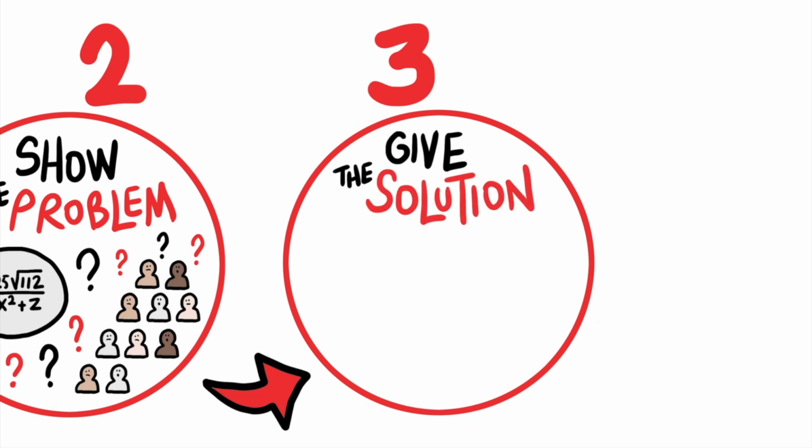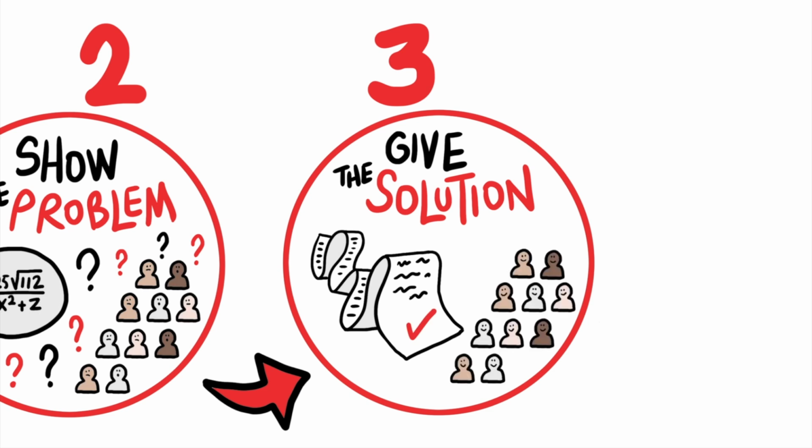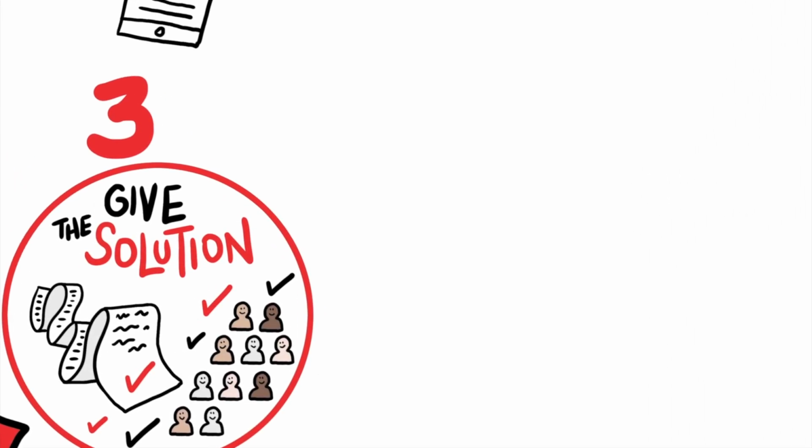Step 3. Give the solution. Now you present your idea. You've shown why something needs fixing, and now you explain exactly how to fix it. This is where you show you know what you're talking about. Your audience should be thinking, this idea makes sense to me.